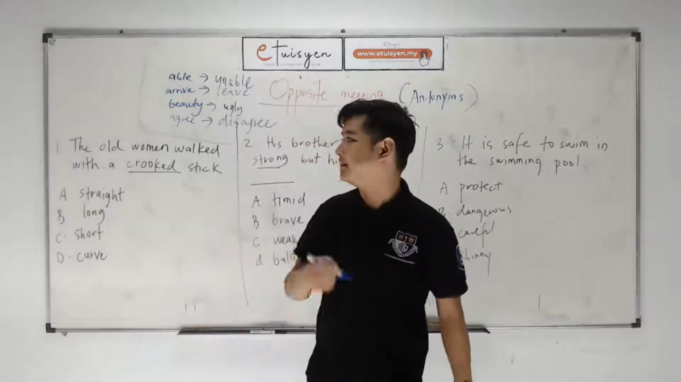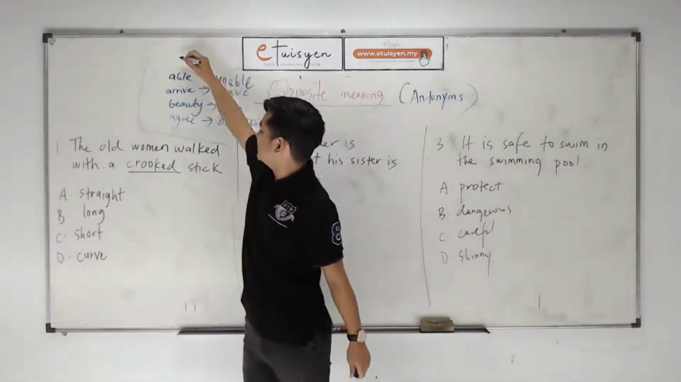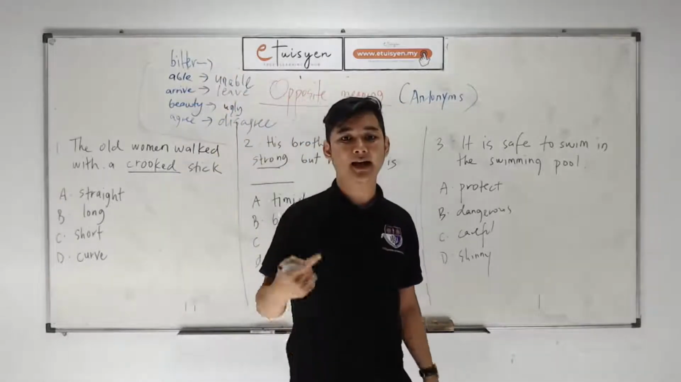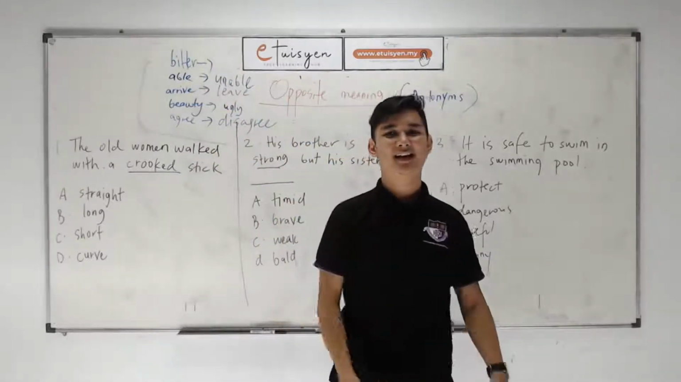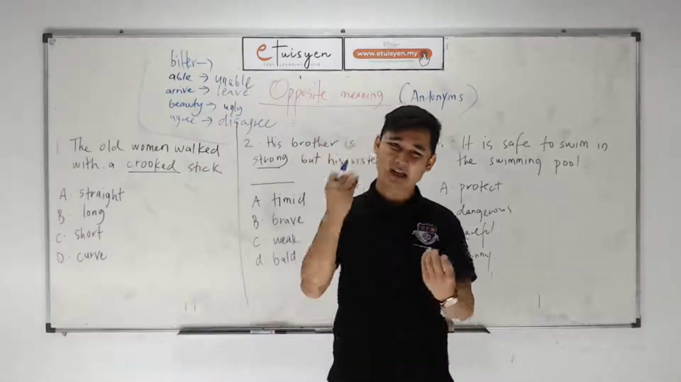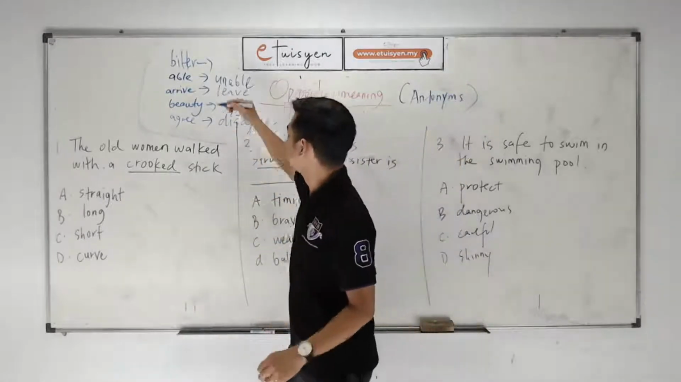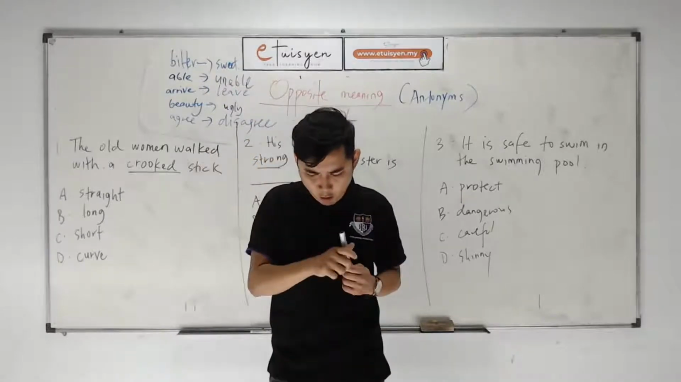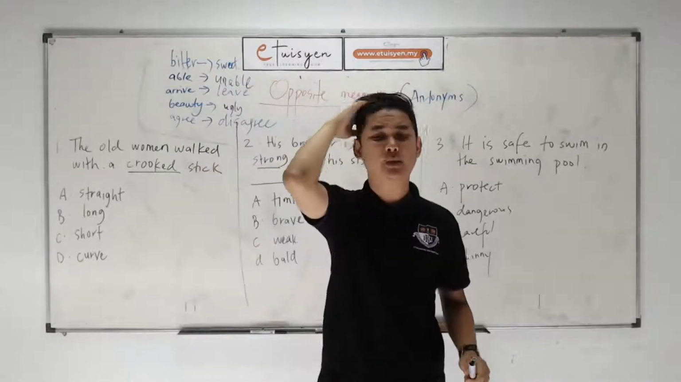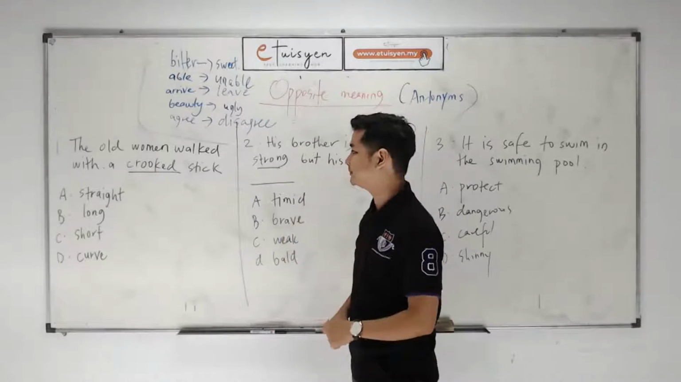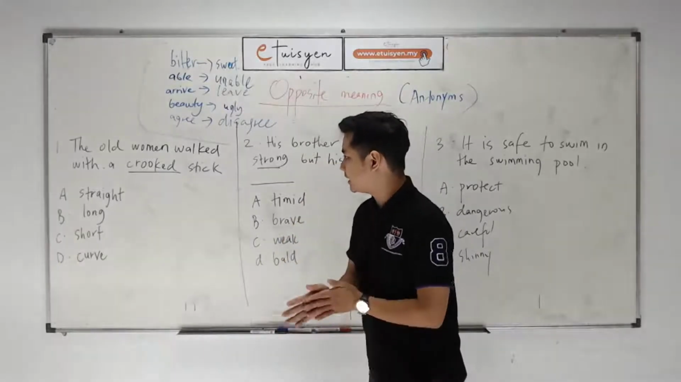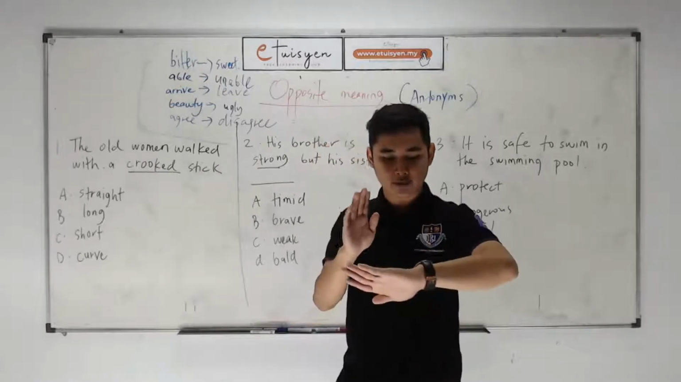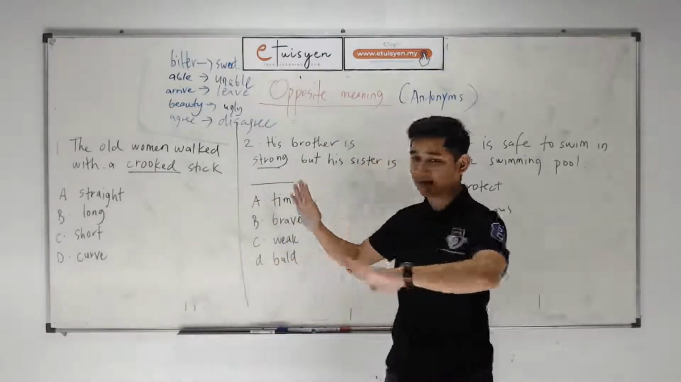Again, bitter. Opposite meaning untuk bitter adalah sweet, okay. Bitter, pahit, mesti lawan dia sweet, okay. Sweet. Bukan sweet gula-gula eh, sweet manis lah. It tastes, rasa. Okay. Alright, let's proceed to the exercise. Okay, kita pergi pada exercise.